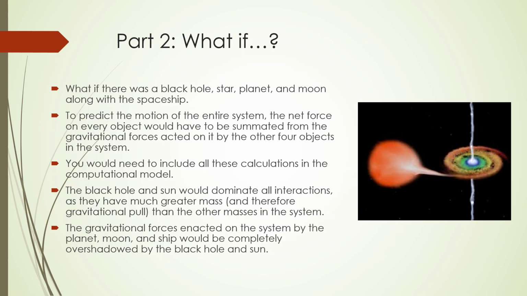And the black hole and the star would likely totally dominate the interactions due to their huge mass, which would give them much greater gravitational force than the other 3 objects in the system. I'm sorry, the planet, moon, and ship would likely be negligible on the black hole and the star. And it would basically just be observing what happens between those 2 massive objects.